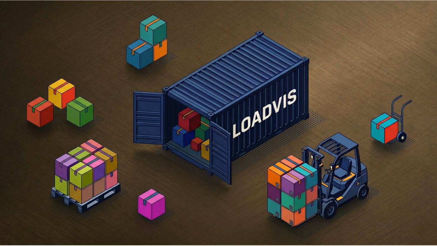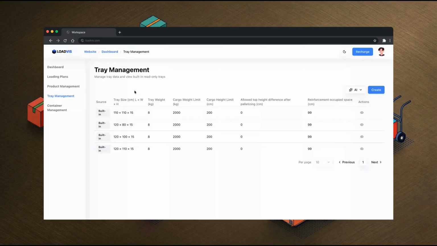This tutorial guides you through configuring tray parameters within the Workspace application. You will learn how to set tray dimensions, weight limits, and save the configuration using AI Create.